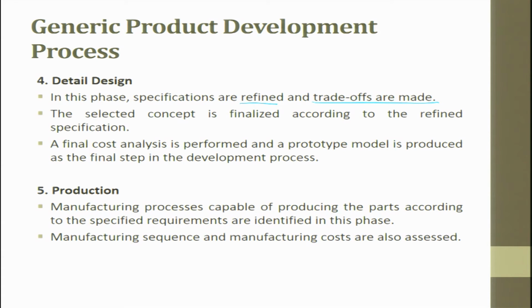So, when it gets into production, what we do is we look for machine tools, we look for tools, we look for jigs and fixtures, we look for material and other things. The manufacturing process capable of producing the part according to the specified requirements is identified in this phase. Manufacturing sequence and manufacturing costs are also assessed.